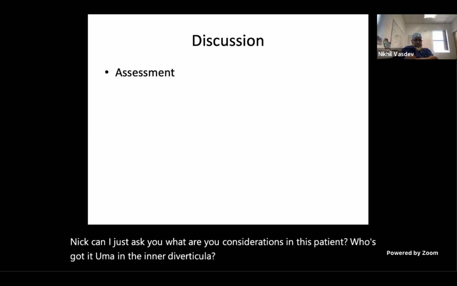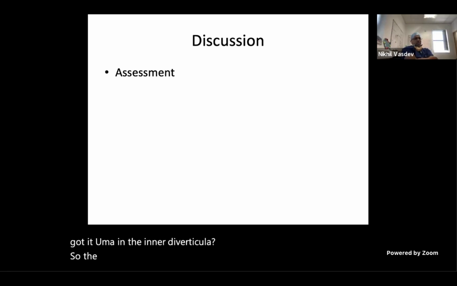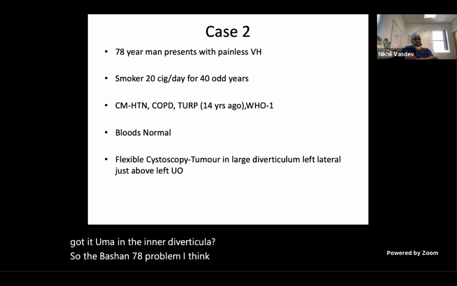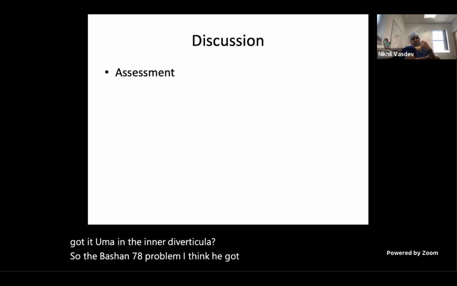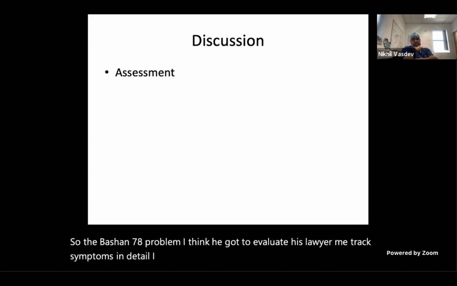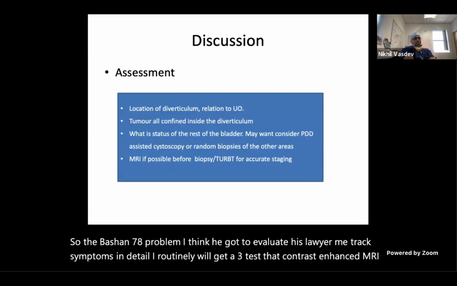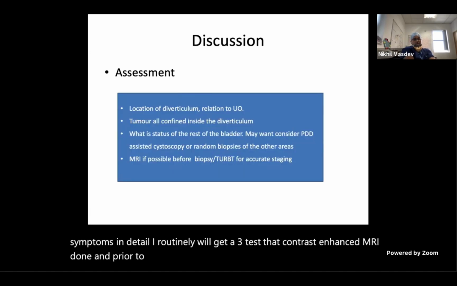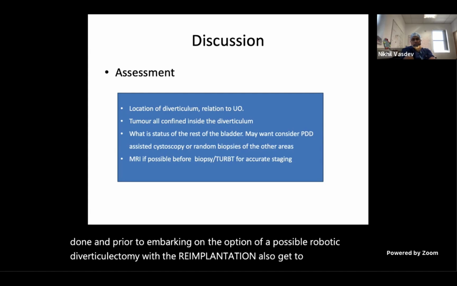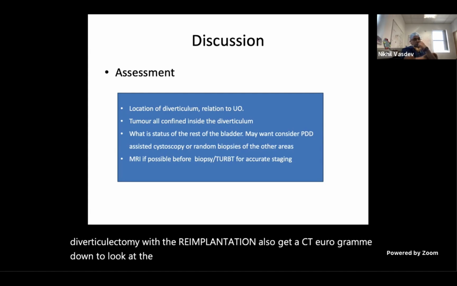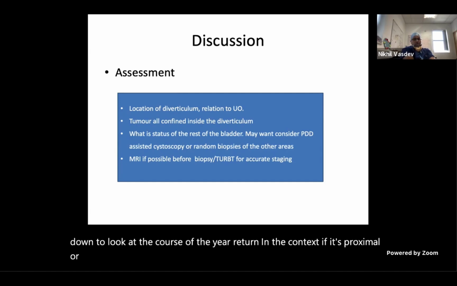So the patient is 78, Bhavan, I think you've got to evaluate his lower urinary tract symptoms in detail. I routinely will get a 3 Tesla contrast-enhanced MRI done. And prior to embarking on the option of a possible robotic diverticulectomy with a reimplantation, also get a CT urogram done to look at the course of the ureter, in the context of whether it sits proximal or close to the diverticulum. So I've just published on 10 of these, which is available online, again, in Current Opinions.